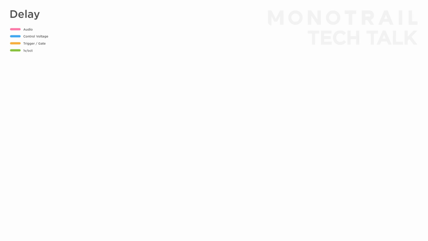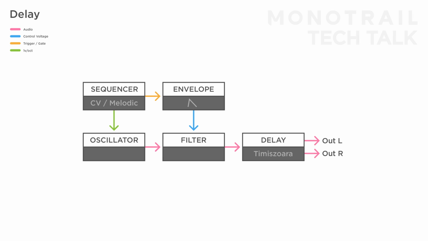Delay is another classic effect that offers a lot more possibilities when modulation is added. Let's use it to create some more complex patches as well. Starting simple though, here is our simple voice again. In this example, a mono delay is used.